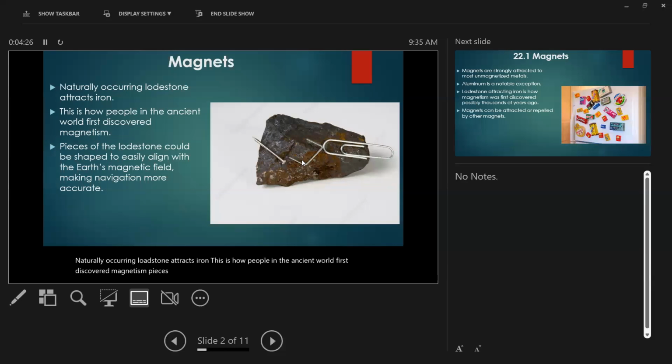Pieces of lodestone could be shaped to easily align with the Earth's magnetic field, making navigation more accurate. So that's how they could see, wait a second, we take this little piece of lodestone and let it spin on its own, set it up so it can rotate on its own. One side will face one direction and the other side will face the other direction, and it's consistent. It's always that side facing that direction. So that tells us which way north is. I mean, they know which way the sun comes up and which way the sun goes down. Where would it be here? Oh, it'd be this way. Sun would come up over there and go down over there. So that means that must be north that way.